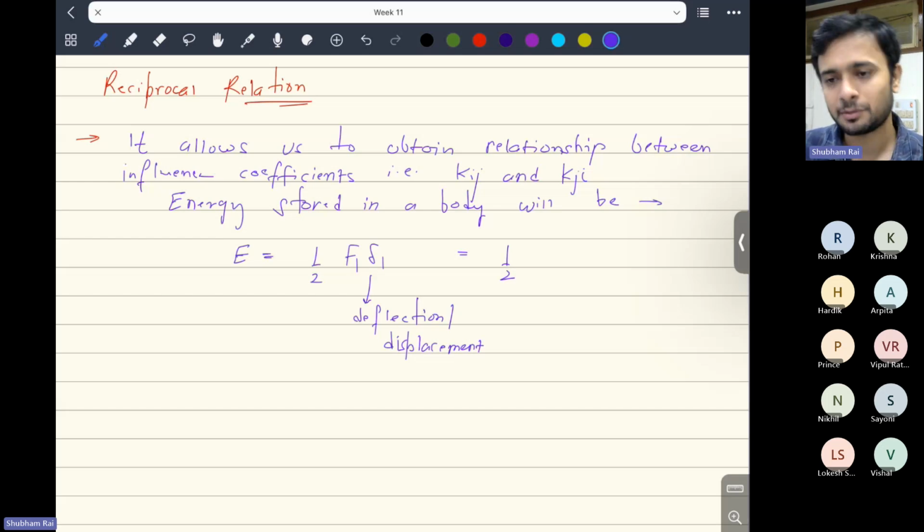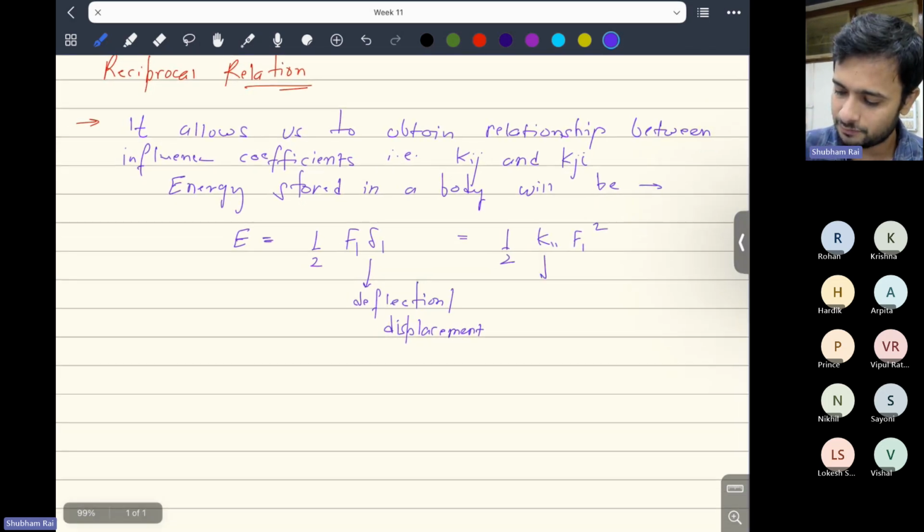We can also write delta 1 as K11 into F1, where K11 is the influence coefficient. So we can just write the energy as half K11 into F1 squared, because delta 1 is K11 into F1. And K11 here is the influence coefficient.